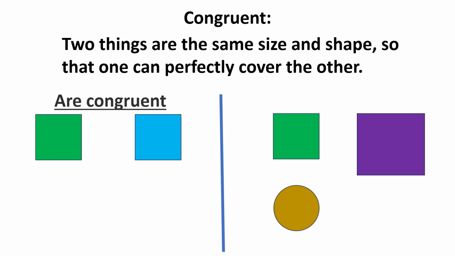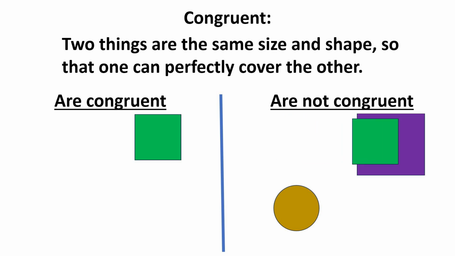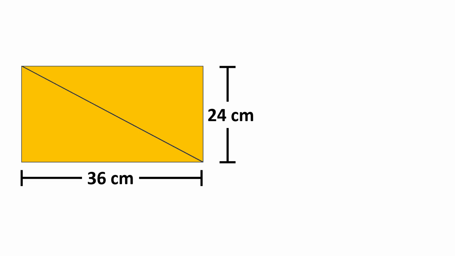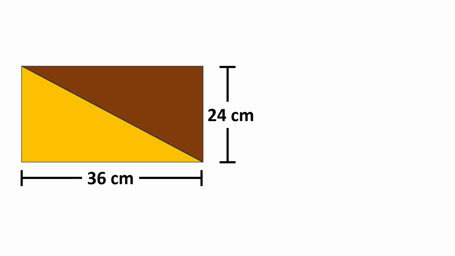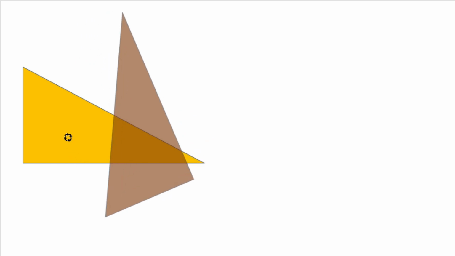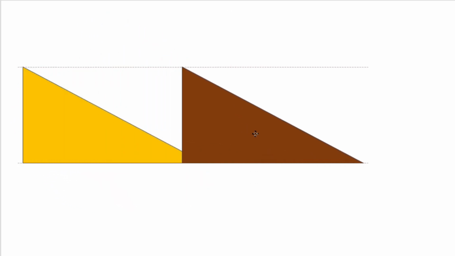For example, the green square is congruent with the blue square, since the green one fits over the blue one perfectly. In contrast, the green square is not congruent with the purple square, since they are different sizes, even though they are both the same shape. And the green square is not congruent with the gold circle, since they are different shapes, even though they are almost the same size. Returning to our rectangle that we cut in half, we can tell that they are congruent because if we color one of them brown and rotate it, then we can see that it fits over the yellow one perfectly. If we want, we can look at them side by side.